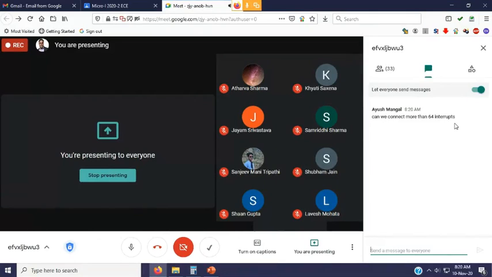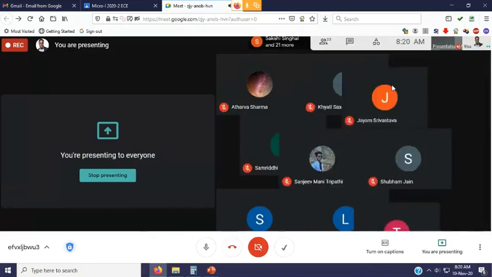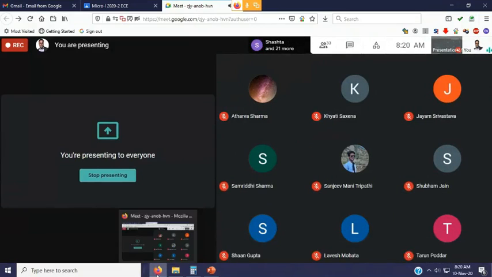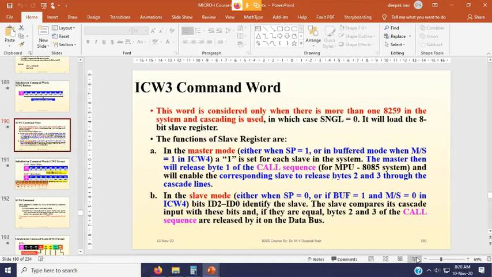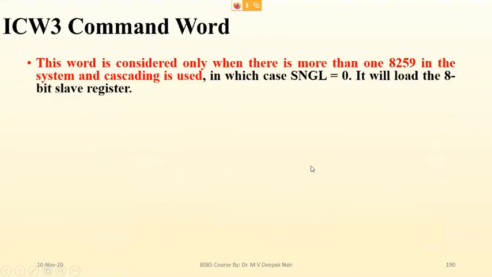Can we connect more than 64 interrupts? No, I told you it is not possible. I told you many times, the maximum is 64, 8 into 8. You cannot go beyond that. That means you cannot go to 3 levels or 4 levels of cascading. Only one level of cascading is allowed. You cannot go for multiple levels of cascading.